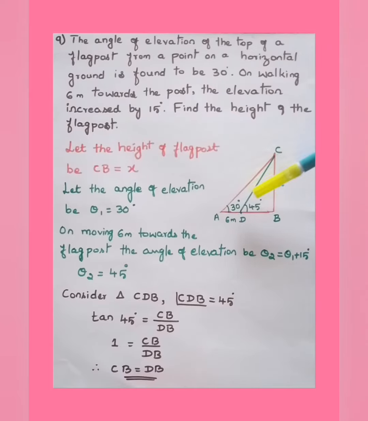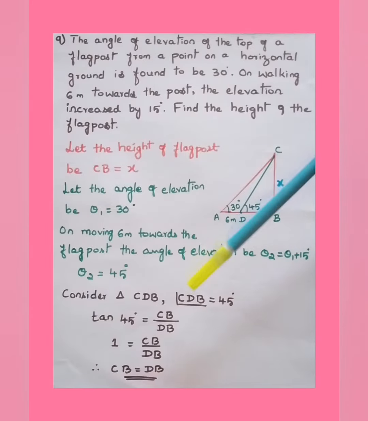So it is clear with the reference diagram. Next, let the height of the flag post CB be equal to x. The angle of elevation theta 1 is equal to 30 degrees. On moving 6 meter towards the flag post, the angle of elevation be theta 2, which is equal to theta 1 plus 15 degrees, so theta 2 is equal to 45 degrees. Consider the triangle CDB, which makes an angle at D of 45 degrees. And what sides are given here? We don't know these sides, only x is given, perpendicular and the base. Let us see for 45 if you can get a simplified answer.